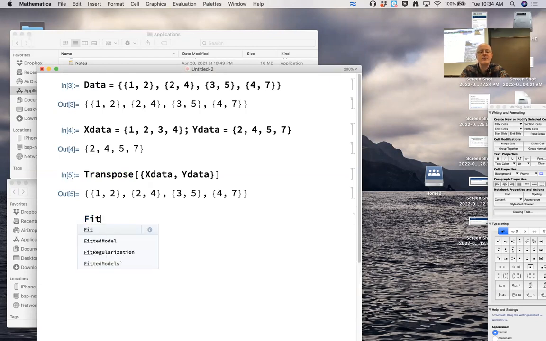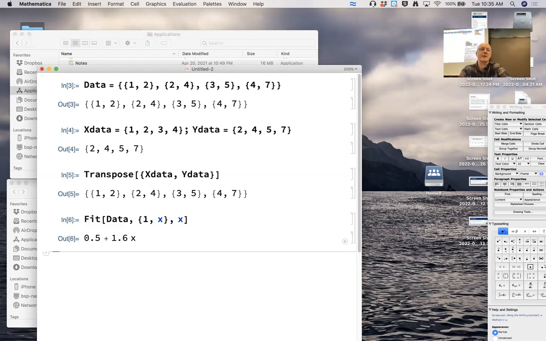And then you can just do fit data, comma. We want a linear fit, so we use coefficients, so to speak. Well, a constant term, you might call it, and an x term, and emphasize the variables x. And there we have it, 0.5 plus 1.6x. Is the quickest way to get the answer. And what about R?